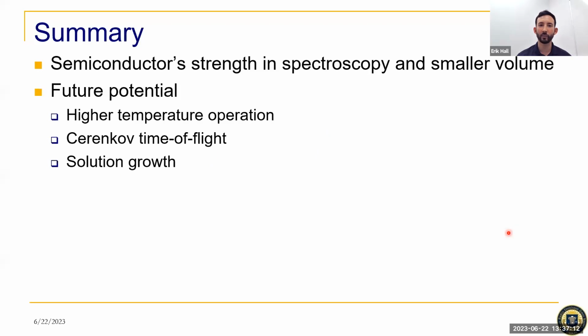All right, so in summary, semiconductors offer very good resolution spectroscopy, as well as smaller system volumes. Future potentials for research are materials that can operate at higher temperatures, like perovskites with thallium bromide, or working with Cherenkov time of flight measurements, or working with cheaper fabrication methods such as solution growth. So that concludes what I've got today. If you have any questions, please go ahead and ask.